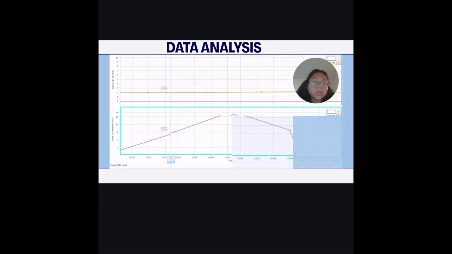And then this is a screenshot of our same graph. We just zoomed in so that we could better see that the acceleration was going up and the speed, which was 2.0 meters per second.